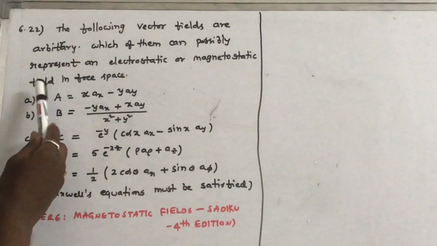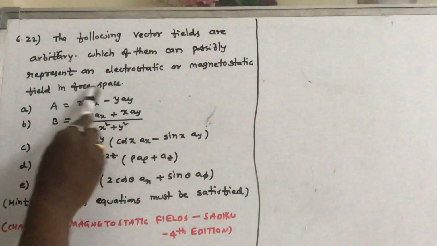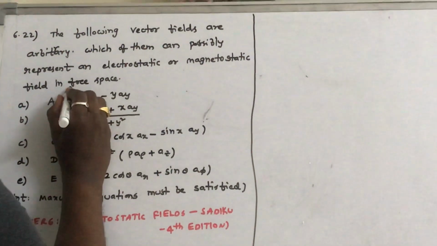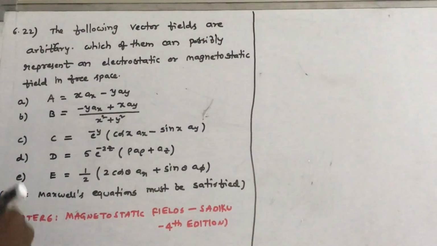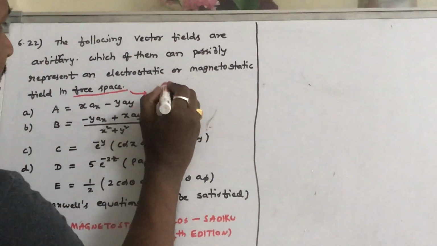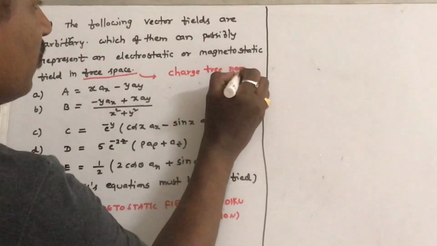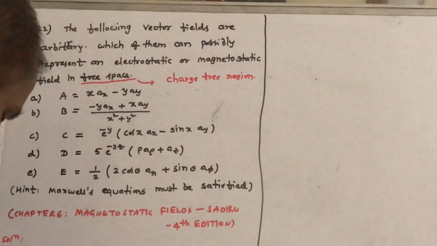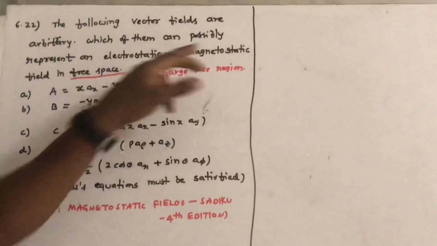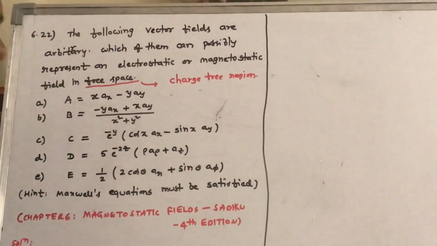So 5 questions are given under this question: A, B, C, D and E. We have to find whether these fields are electrostatic fields or magnetostatic fields. You have to make a slight correction in the problem. Instead of free space, the problem should have given the fields in charge-free region. This would be the correct statement: which of them can possibly represent an electrostatic or magnetostatic field in charge-free region?